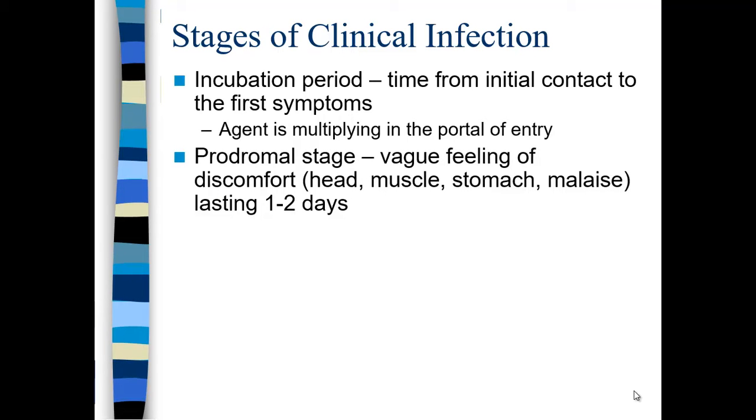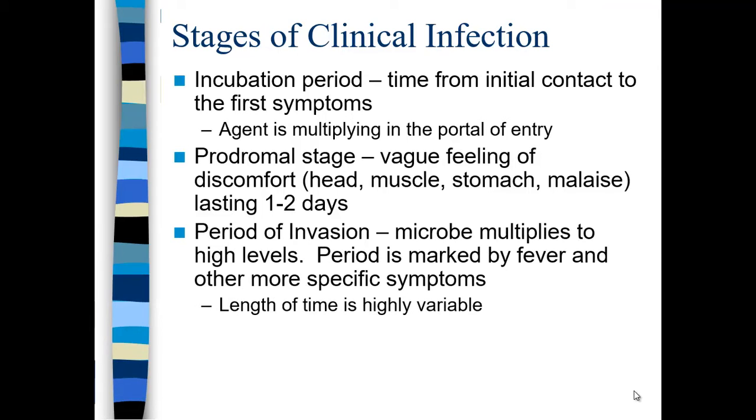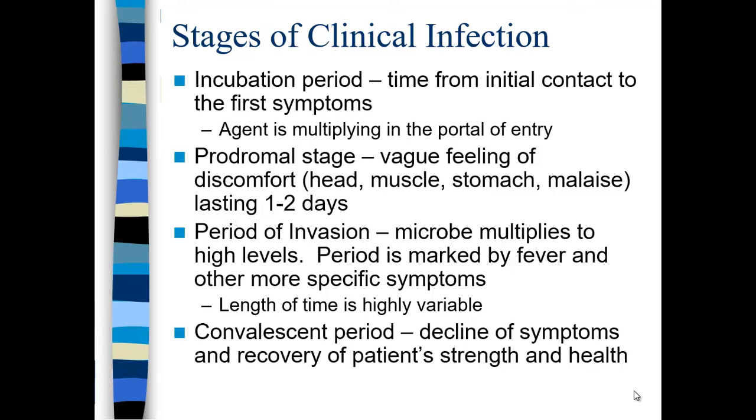During the prodromal stage, there's malaise and head, muscle, or stomach ache, just a vague feeling of discomfort that will last 1 to 2 days. The period of invasion is where the symptoms associated with that pathogen are seen. This is marked by fever and then more specific symptoms to that particular disease. Depending on the disease, it could be just a few days, like a rhinovirus, like a cold, or it could last forever, like HIV. Then the convalescent period is when the symptoms have declined and the patient starts to recover.